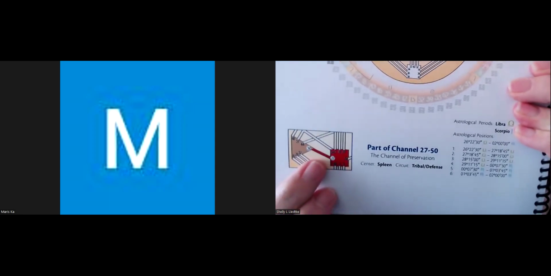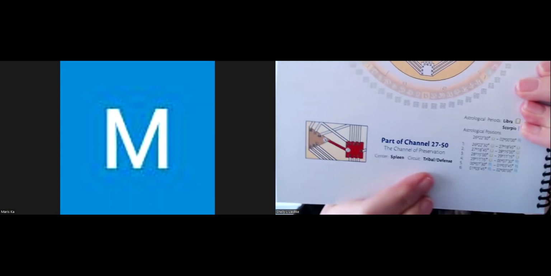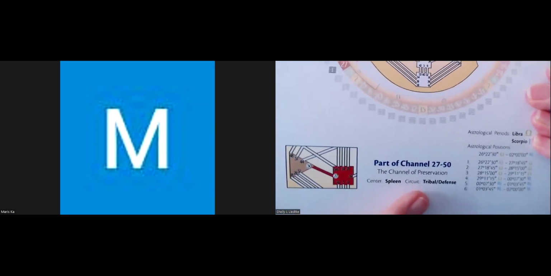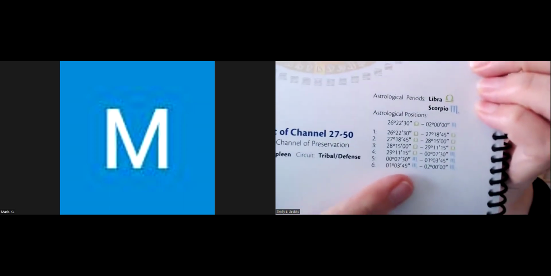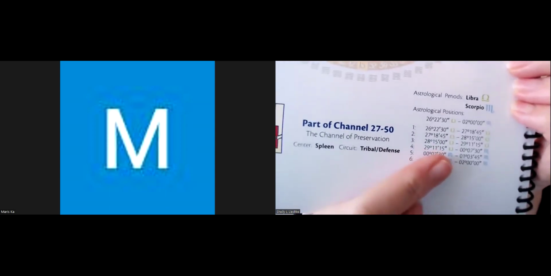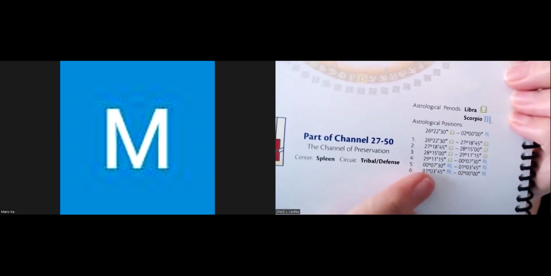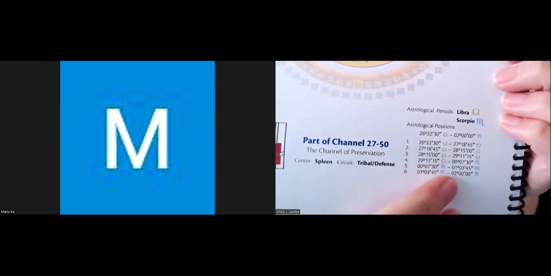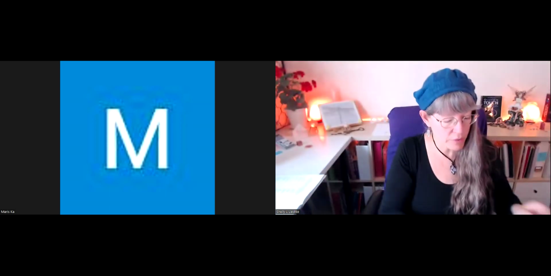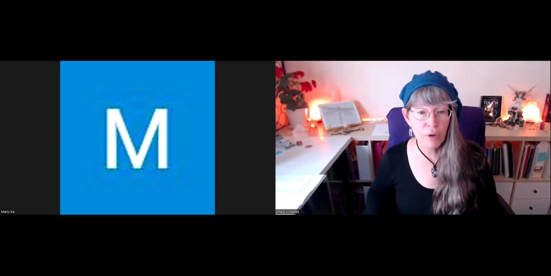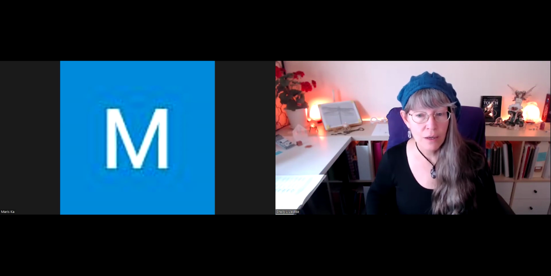So in Shaitan's book here, he's got the graphic of the channel, the 27-50 channel of preservation. It is in the tribal defense circuit. And the astrology is from step 26 in Libra to step 29 in Libra. And then the latter part of it, steps 0 to 2 in Scorpio. So today we're going to be talking about the Libra part of it. So bringing balance in your relationships by bringing forth strong values in your tribe or community, specifically for young adults.